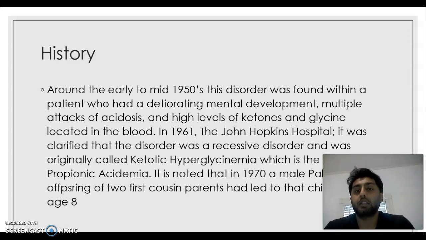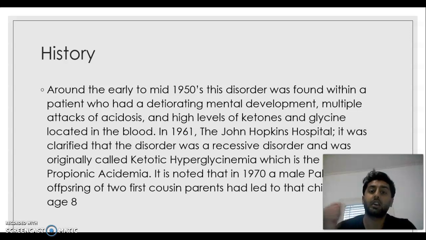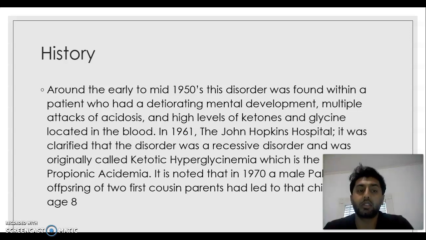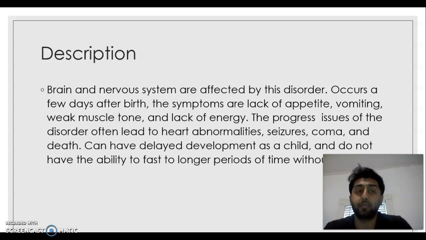History. Around the early to mid 1950s, this disorder was found in a patient who had deteriorating mental development, multiple attacks of acidosis, and high levels of ketones and glycine in the blood. In 1961, at Johns Hopkins Hospital, it was clarified that the disorder was recessive, and it was originally called ketotic hyperglycinemia, which is the same as propionic acidemia. It is noted that in 1970, a male Pakistani, the offspring of two first cousin parents, died at age 8.